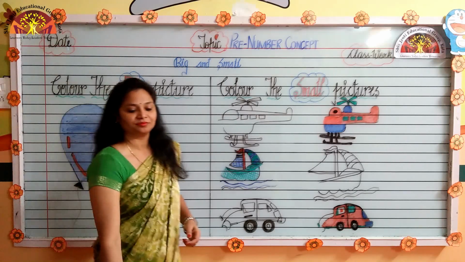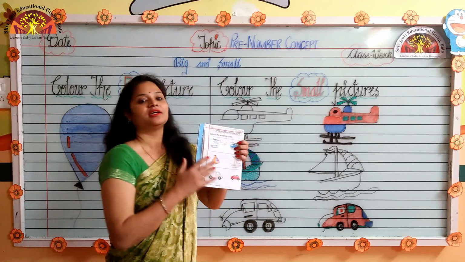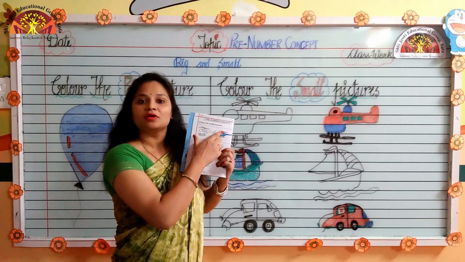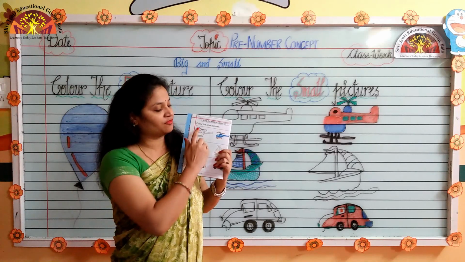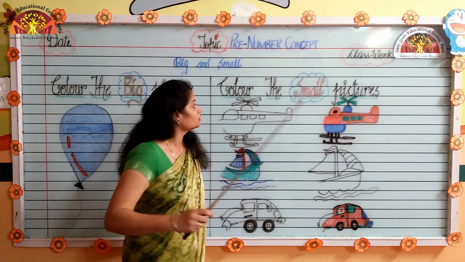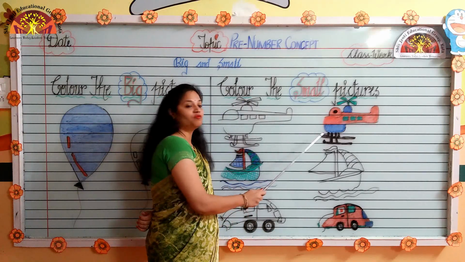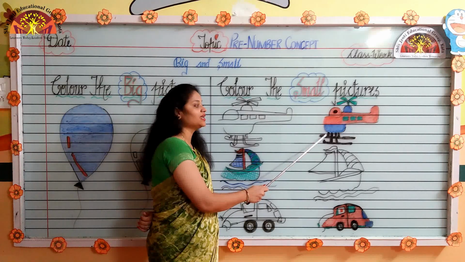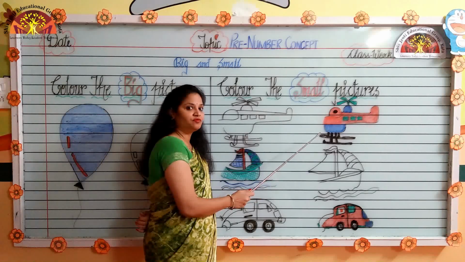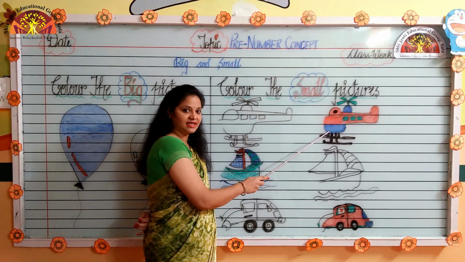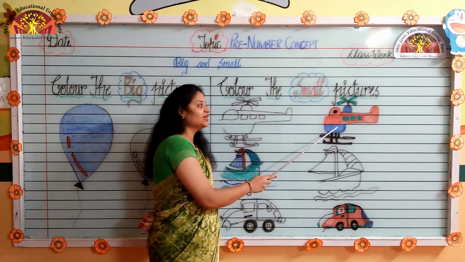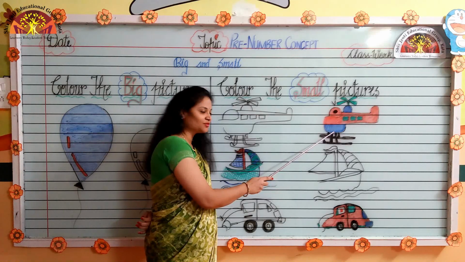Now kids, turn your page. On page number 2, we have some pictures. So you have to color the small pictures. So kids, tell me, what are these? These are helicopters. And which is small? Yes, this is small. So you have to color the small helicopter.